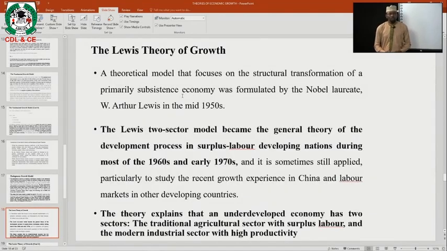That takes us to the Lewis theory of growth, a theoretical model that focuses on the structural transformation of a primary subsistence economy. It was formulated by the Nobel laureate Arthur Lewis in the mid-1950s. The Lewis two-sector model became the general theory of the development process in surplus labor developing nations during most of the 1960s and early 1970s. The theory assumes that in developing countries, there is surplus labor, much labor supply in the rural sector. So what the theory advocates is that an underdeveloped economy has two sectors, the traditional agricultural sector with surplus labor and the modern industrial sector with high productivity.